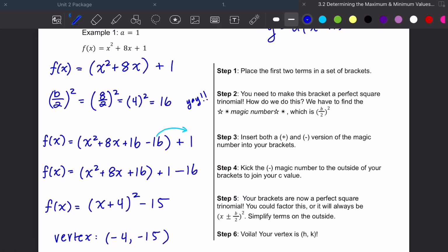Right, so it's very tedious. Put in brackets, find your magic number, plus minus version of the magic number, give the negative version the boot, and then simplify. Right, and we know that this plus is actually minus. It means you're shifting to the left into the negative. So remember to switch this sign. Our vertex is not 4, negative 15, it's negative 4, negative 15.